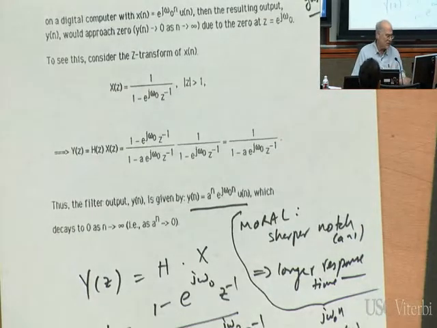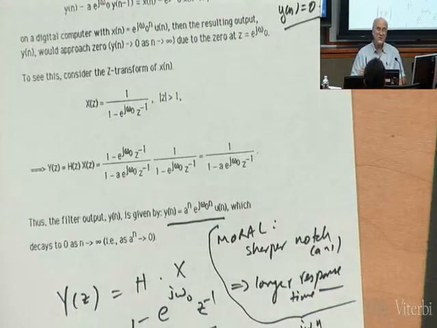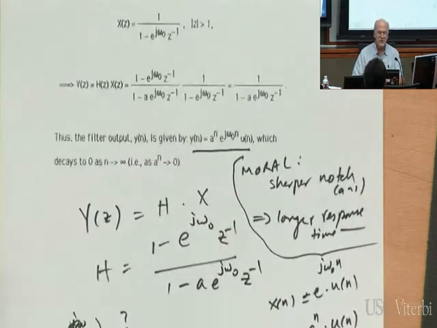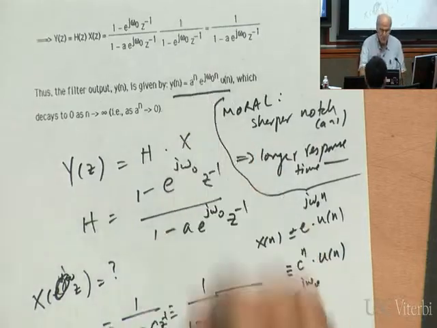And if it's a second order real notch filter, like in your project, you can do the same trick, except you will have 2 poles and 2 zeros, so you need to do some kind of partial fraction expansion. But you can do the same type of analysis, and that's what you will find.